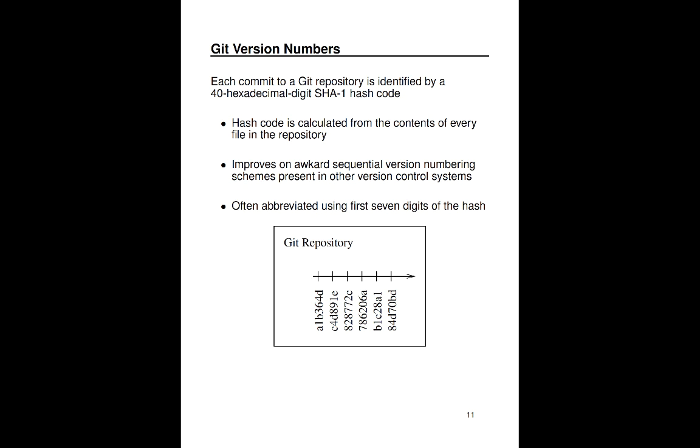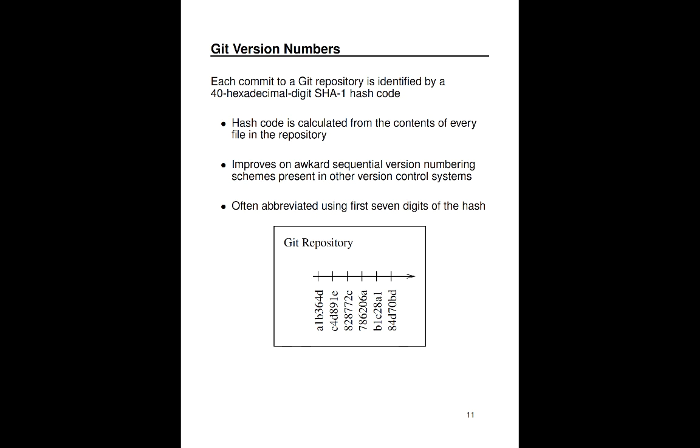When we talk about the hash for a particular repository revision, we usually identify it using the first 7 digits of the hash, which are unique enough with respect to each other. And so you'll see this in a number of places, both in the Git command line tool and in GitHub, which uses it a lot.